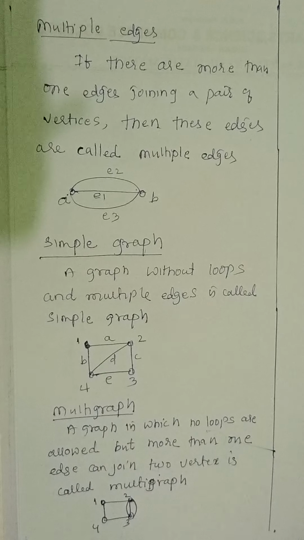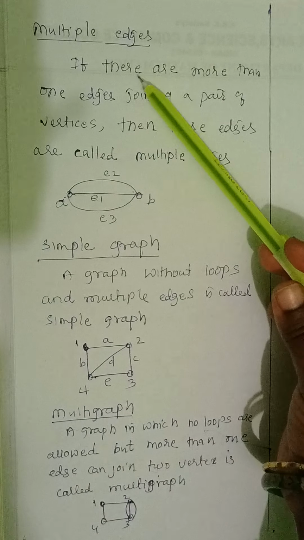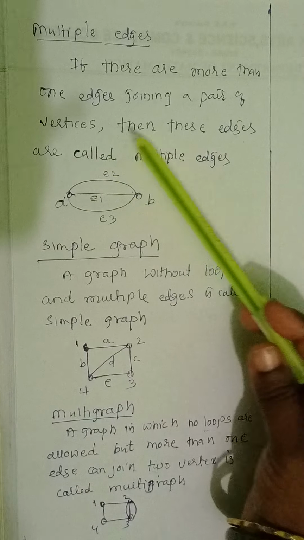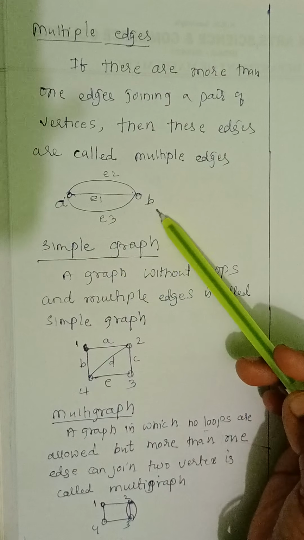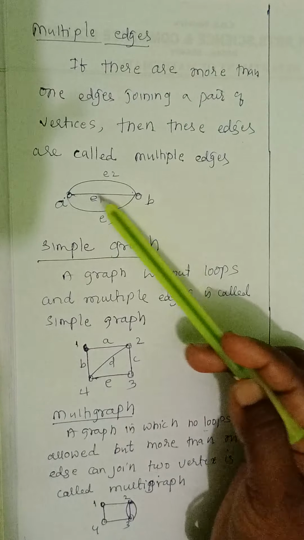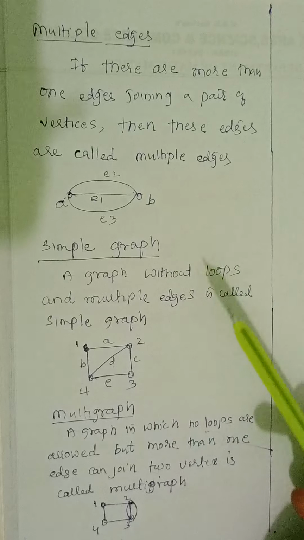Next take multiple edges. If there is more than one edge joining a pair of vertices, then these edges are called multiple edges. Let us take the example of vertices A and B, which are connected by more than one edge, that is E1, E2, E3 edges. So more than one edge joining the same pair of vertices are called multiple edges.